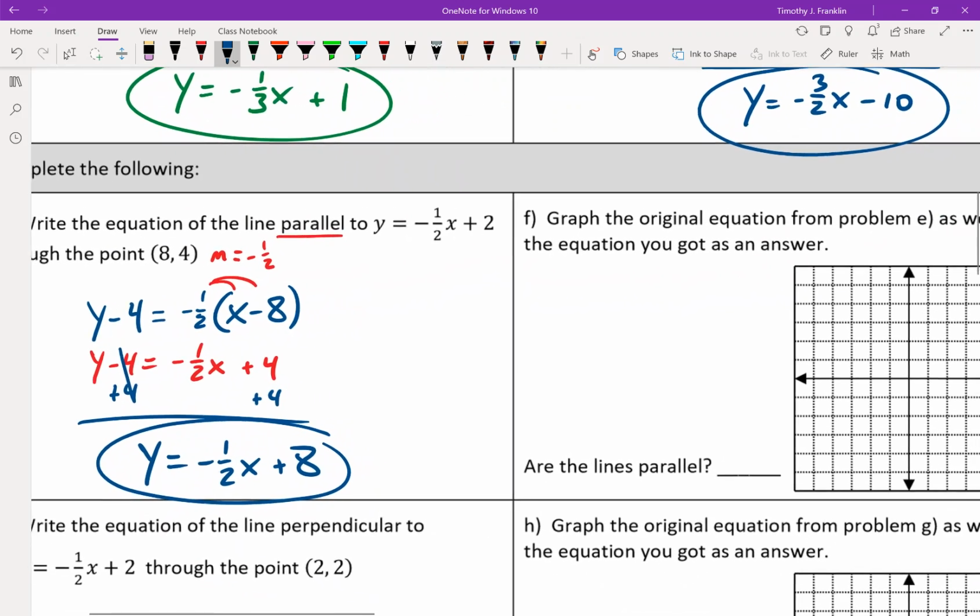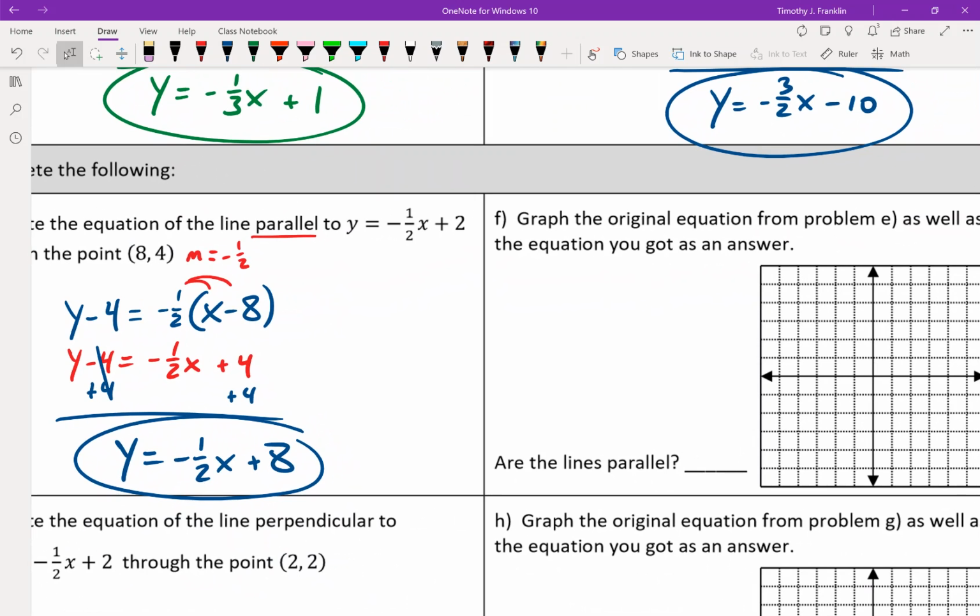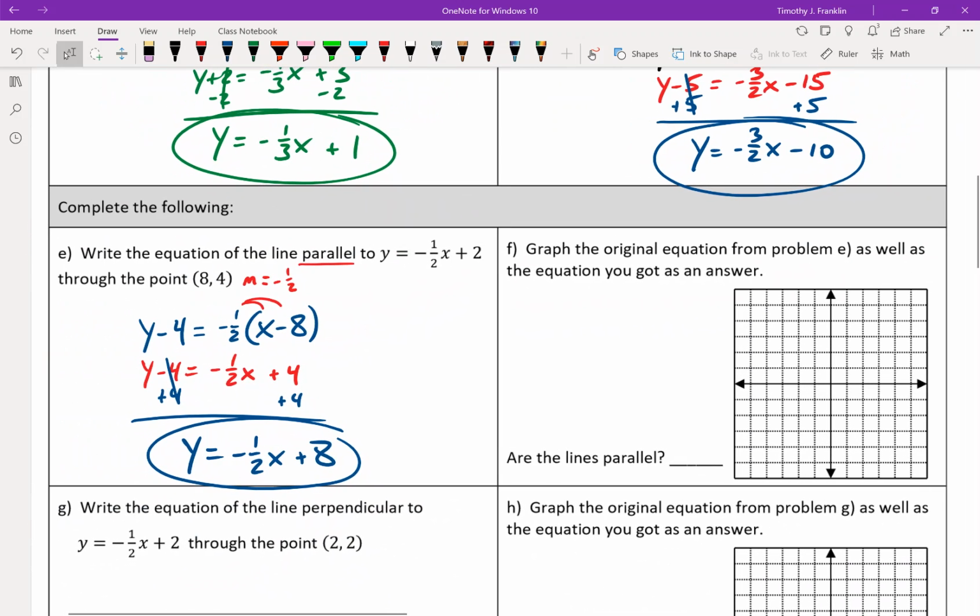Now, the next example says to graph the original equation from problem E as well as the equation we got as an answer. So we have to graph the original equation, which was y equals negative 1/2 x plus 2, as well as the equation we got for the answer, which was y equals negative 1/2 x plus 8. So first, let's do the original one. Start at 2 on the y-axis, and the slope is negative 1/2, so down 1, right 2, or up 1, left 2.